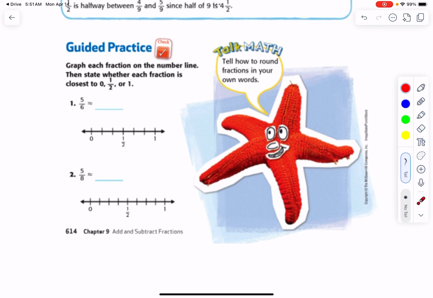It says graph each fraction on the number line, then state whether each fraction is closest to 0, half, or 1. So there's 5, 6. What's half of 5? Oh, it's an odd number. It doesn't break in half evenly. What's half of 4? 2. So what's half of 5? 2.5.